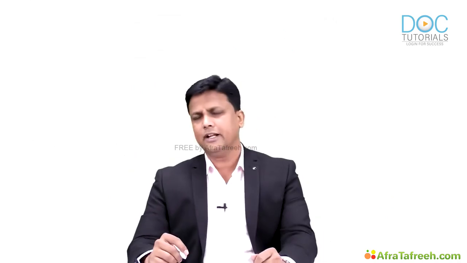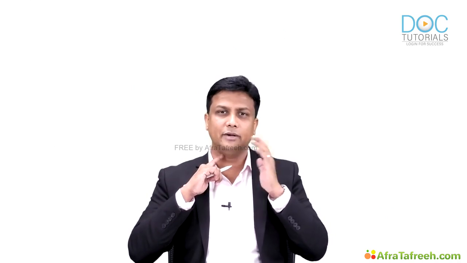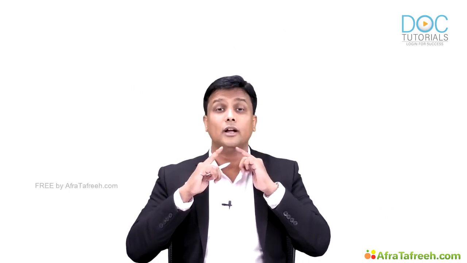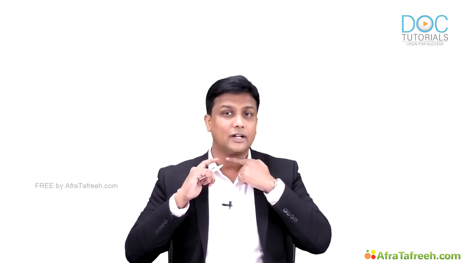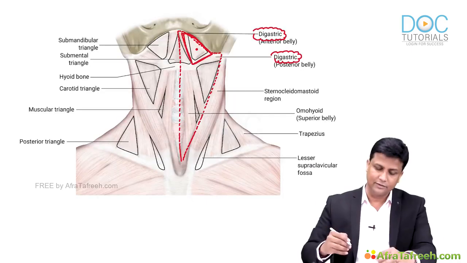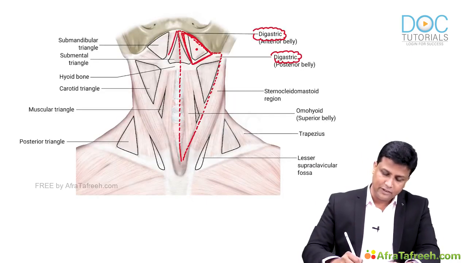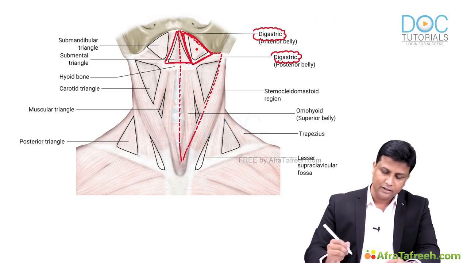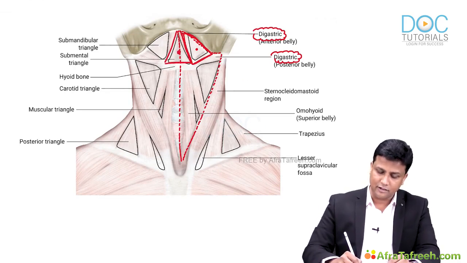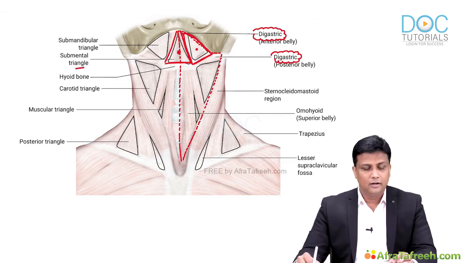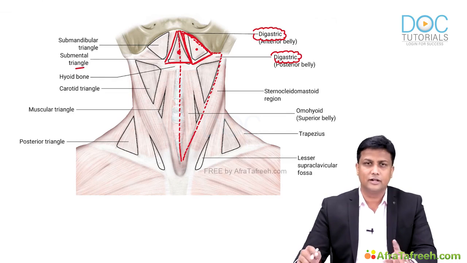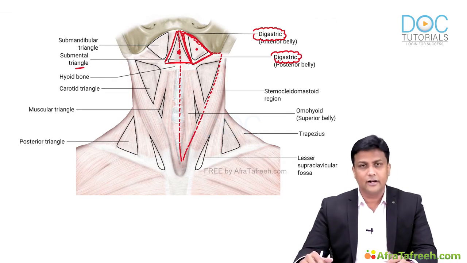Next one. The next one is very simple. There will be the anterior belly of digastric on one side, and symmetrically it is there on the other side also. Between these two anterior bellies of digastric and the hyoid bone below, there is one more triangle, which is the submental triangle, and that is one triangle which is unpaired. It's only a single triangle, not paired. All the remaining triangles that we see here are the paired ones.